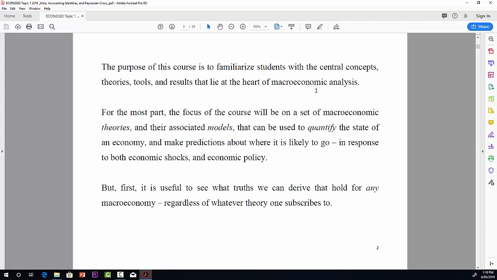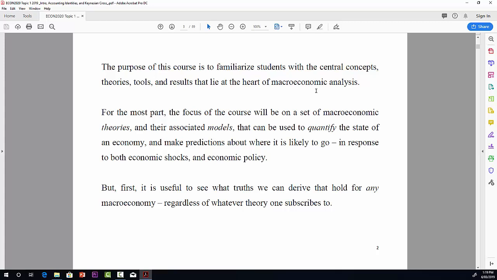So the purpose of this course is to familiarize students with the central concepts, theories, and tools that are at the heart of macroeconomic analysis. It's fairly standard material in this course. We try to provide you an understanding of what we think of as the core canonical theory and models of macroeconomics. So for the most part, we'll be focusing on these theories and the models that embody these theories.